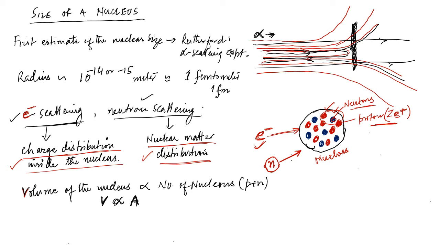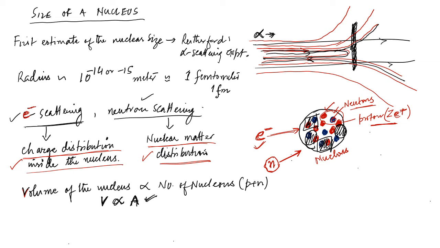This means that the density of the nucleons is very nearly the same in the interior of the nucleus. Whatever part of the nucleus you consider, the density at each and every place will be the same, because the volume is directly proportional to how the nucleons are distributed. So mathematically, V is proportional to A.